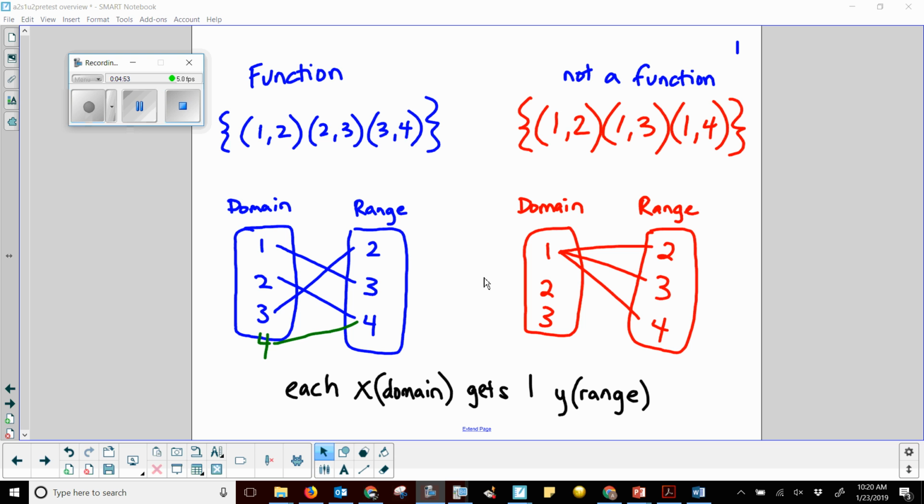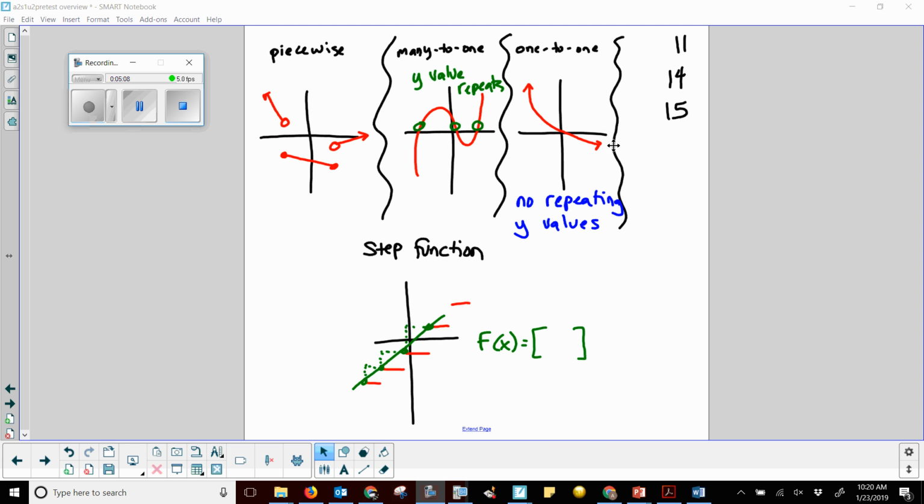So jumping back to where I talked about how 4 could go with a 2 or 4, this would be a many-to-one type graph. A one-to-one type graph is, well, nothing repeats. Kind of like a linear, I can have x going this way forever and y goes that way, and there are no crazy curves. And then we have this step function.